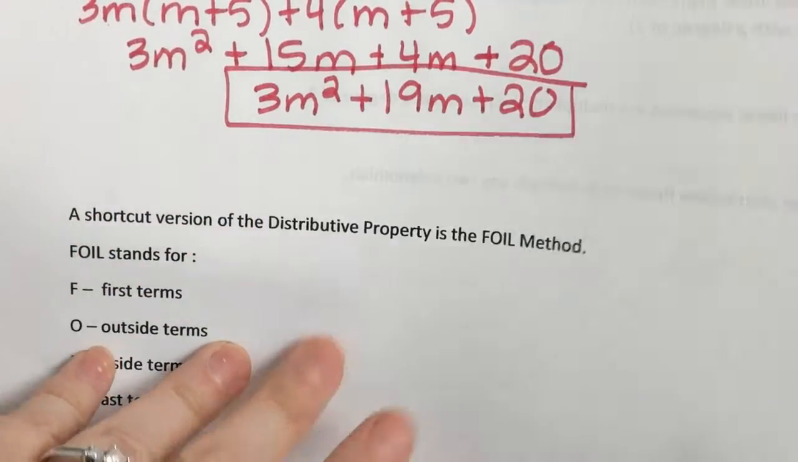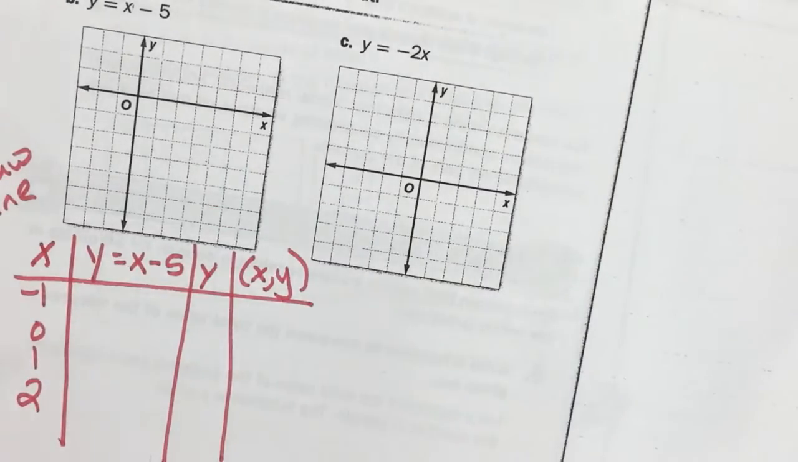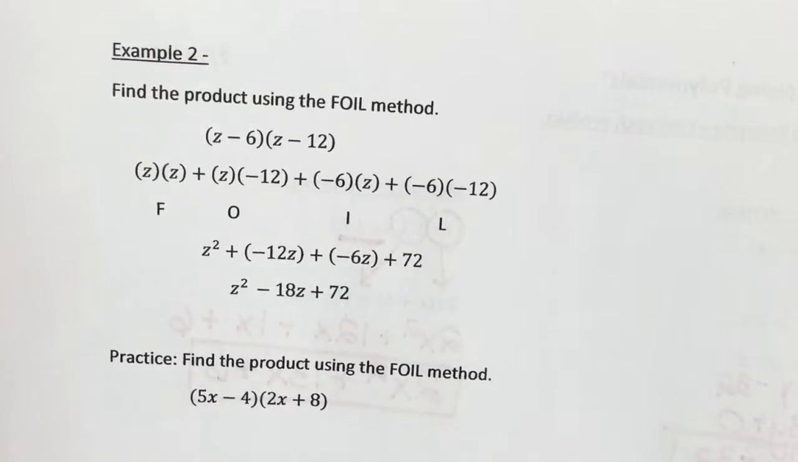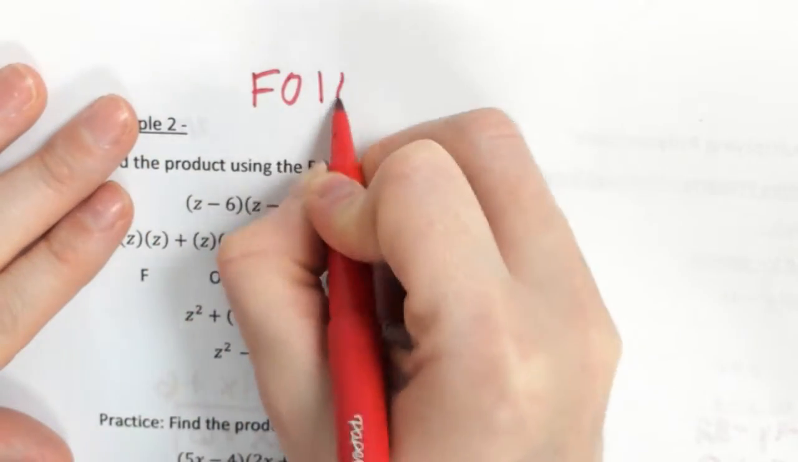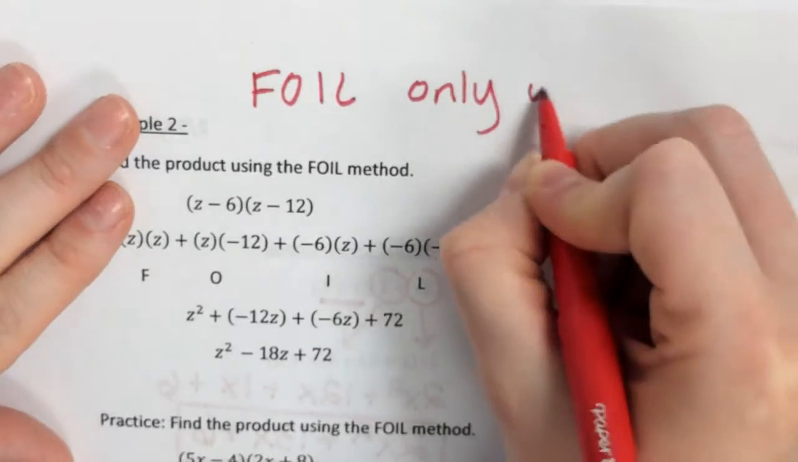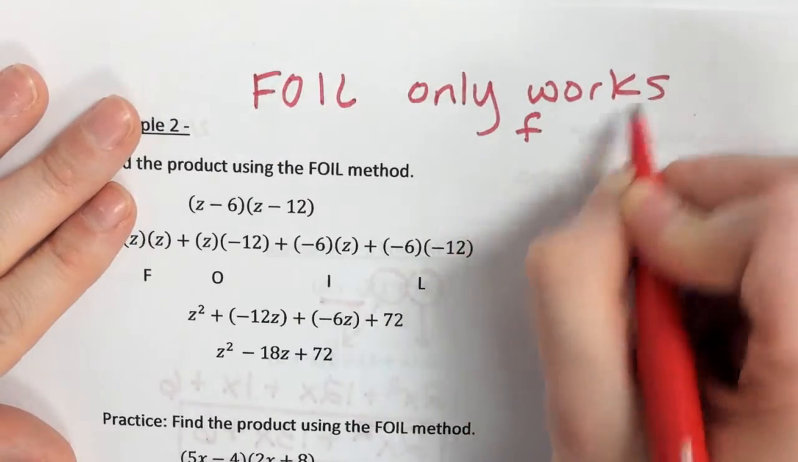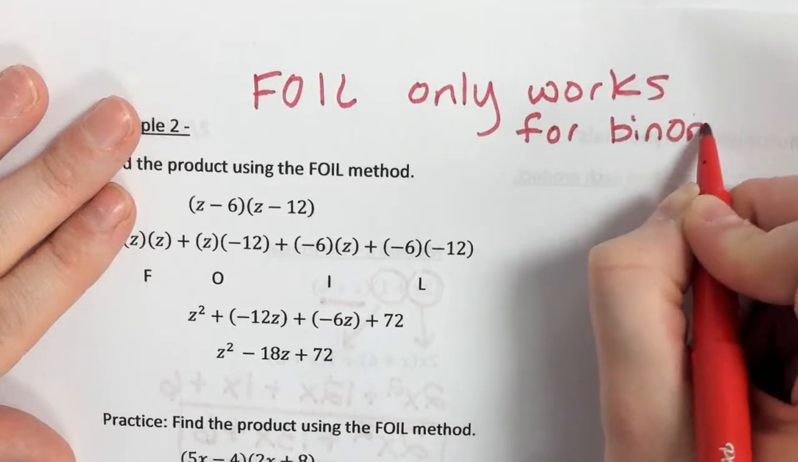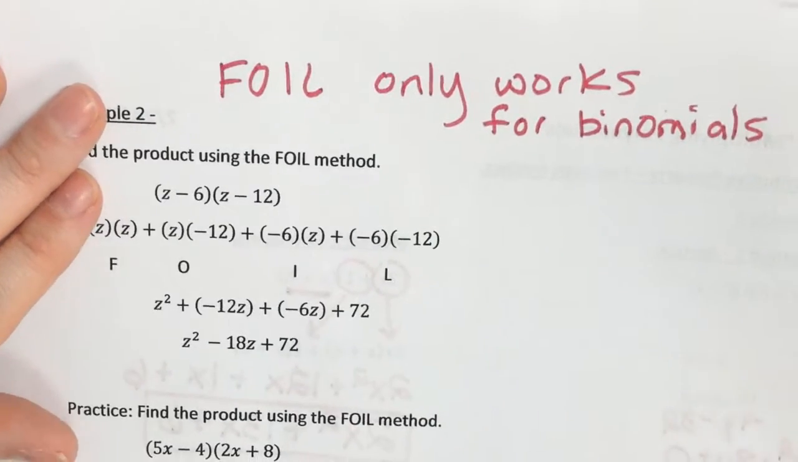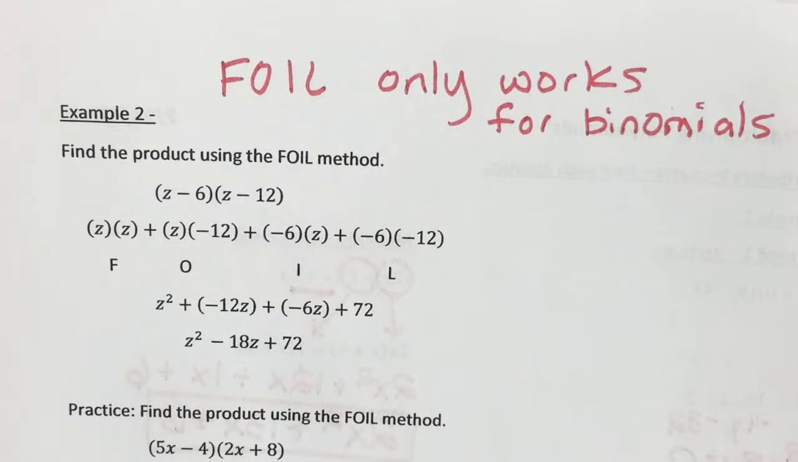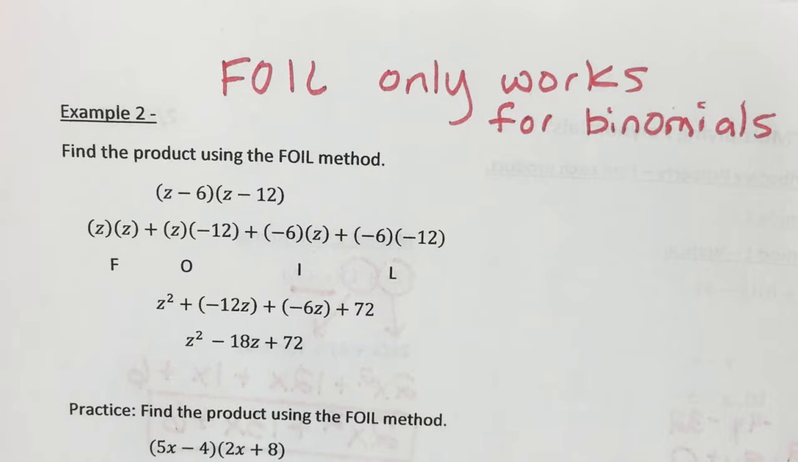So it's shown how you use it on the next page, on the back of that page. But one thing I do want to point out, it's not written on here, but FOIL only works for binomials. If you are multiplying a binomial and a trinomial, or two trinomials, it does not work. Because there's too many terms for FOIL to work. Then you have to do it the other method I just showed you.